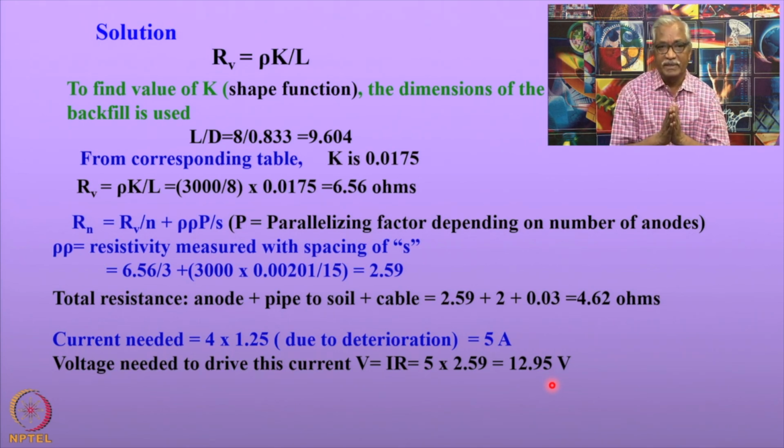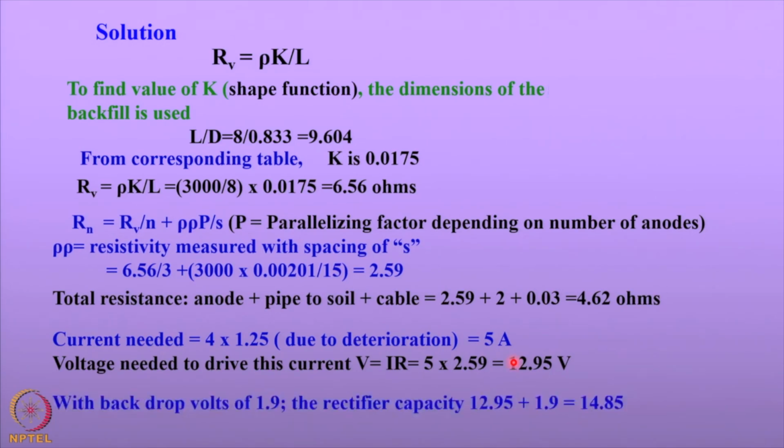But however, if there is a backdrop voltage, now the rectifier has to overcome the backdrop voltage in addition to these resistances which are in series. So, ultimately you can substitute this 1.9 volt, which is the backdrop voltage given here, and the resistance, and the rectifier should have a minimum capacity of 14.85 volts in order that the cathodic protection can be successfully established.